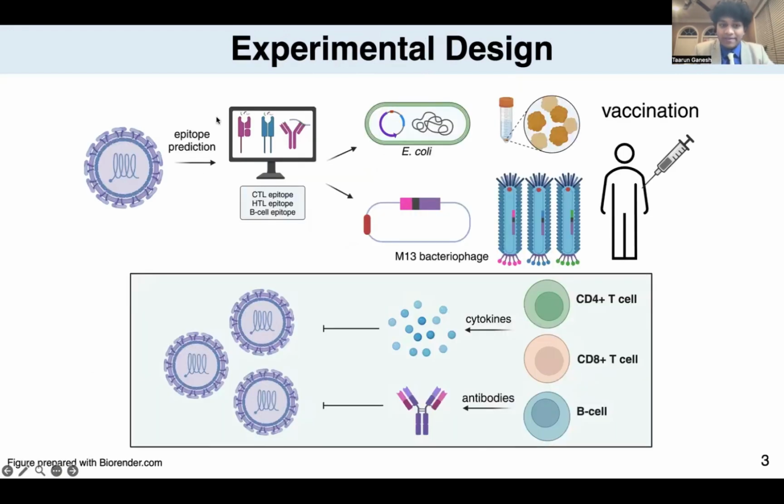We predicted epitopes. So an epitope is a part of an antigen where an antibody or a T cell receptor can bind to the antigen, triggering an immune response within the body. So in terms of predicting epitopes, we predicted 3 different types of epitopes. We predicted cytotoxic T cell, helper T cell, and B cell epitopes.